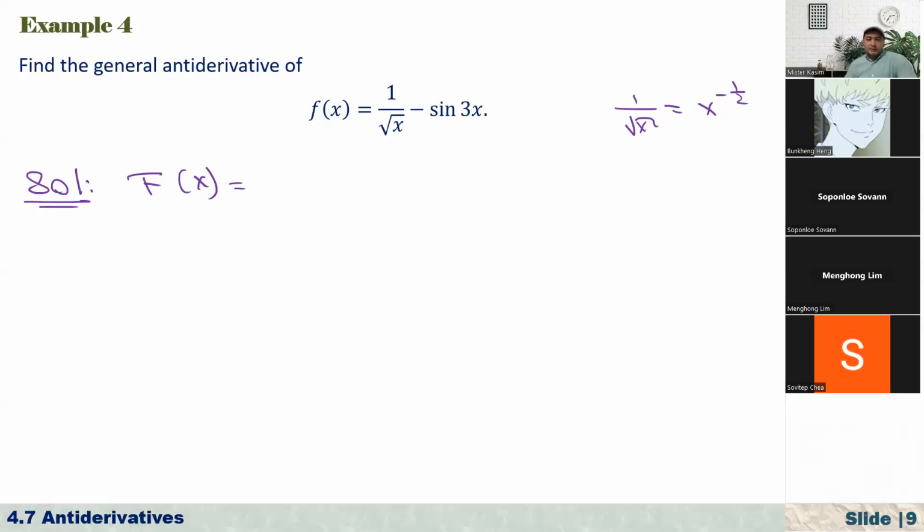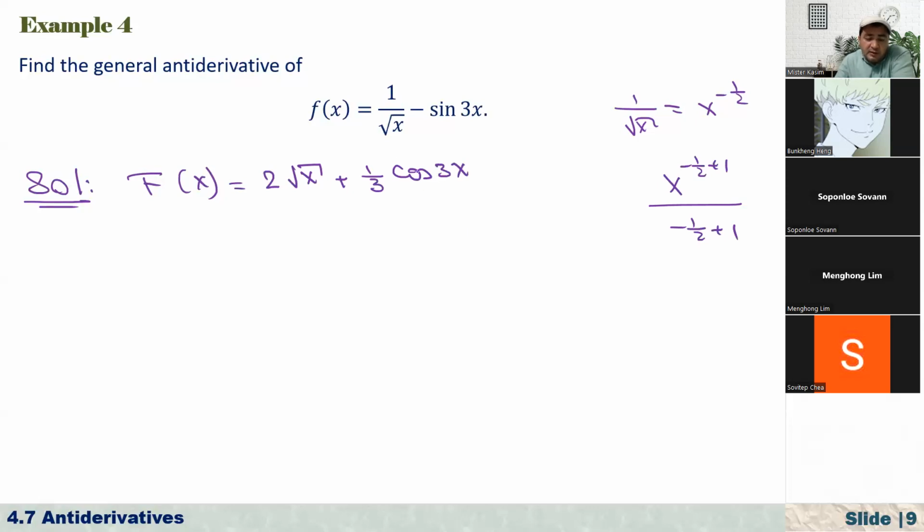So, the antiderivative of this function, just using this rule, what is it? This one is x to the power of minus 1 over 2 plus 1, over minus 1 over 2 plus 1. Now if you simplify this, we have 1 over 1 over 2, that is 2 times the square root of x. And minus, what function's derivative is minus sine of 3x? Plus 1 over 3 times cosine of 3x.